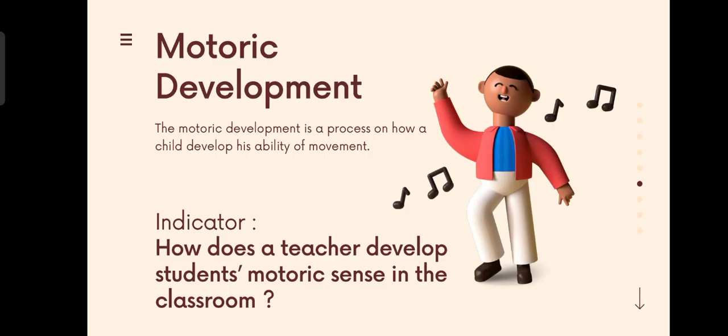And then the next is motoric development. Motoric development is a process of how a child develops his ability of movement. So the indicator is, how does a teacher develop a student's motoric sense in the classroom?